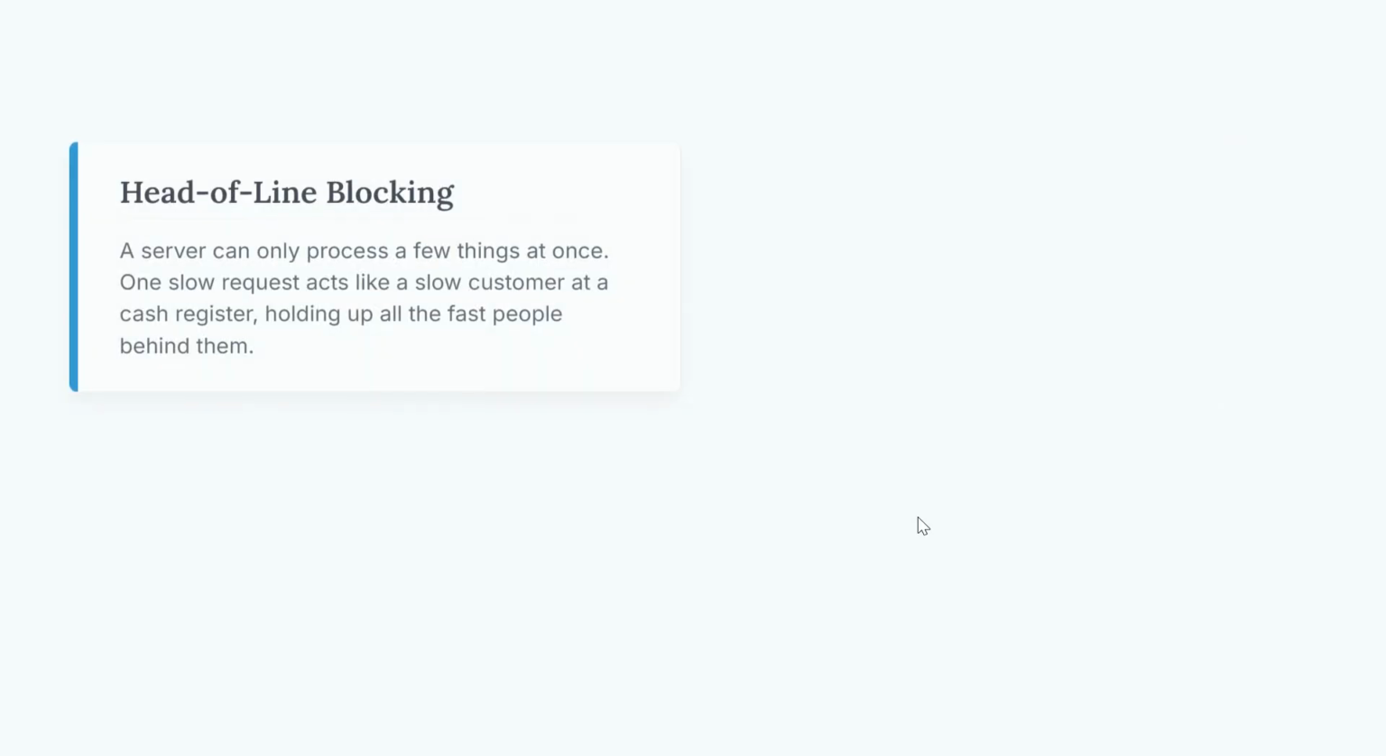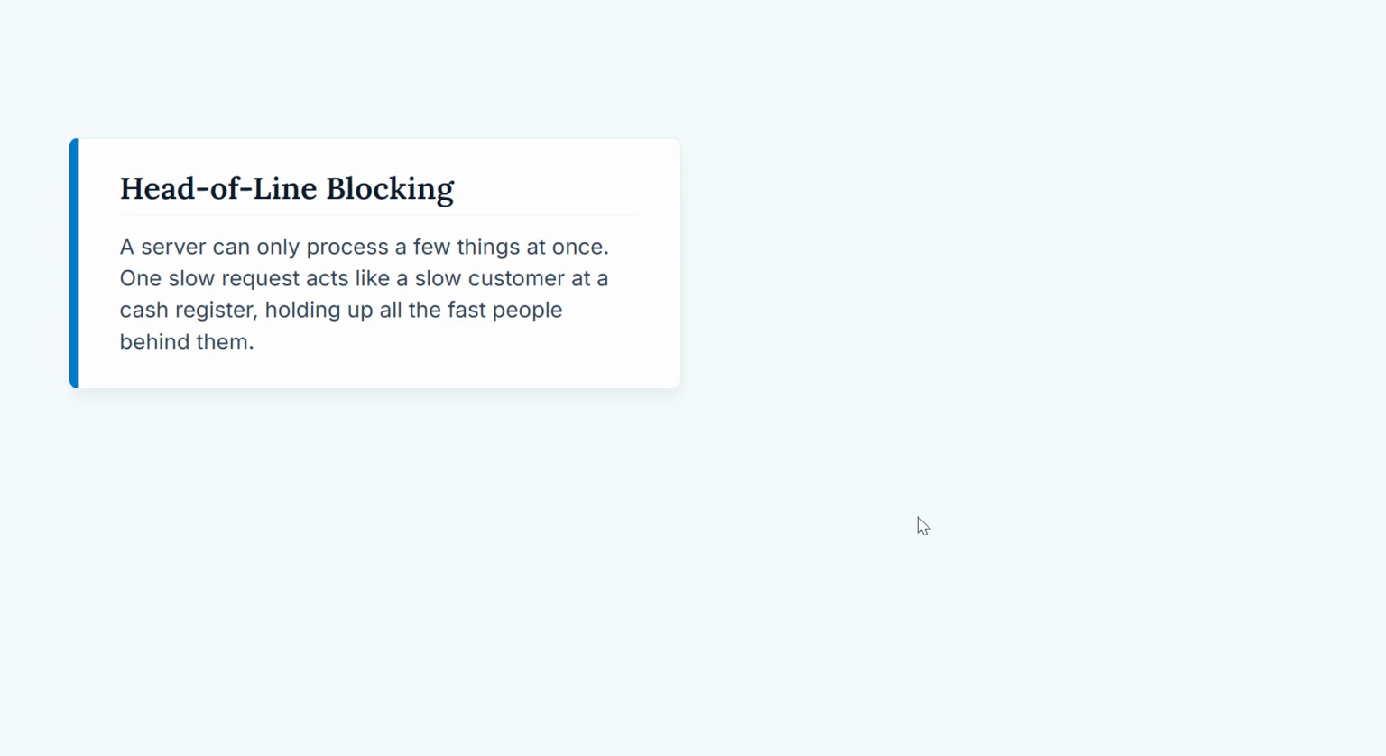Finally, let us look at what makes these high percentiles so slow. It is usually caused by a chain reaction. First is head of line blocking. A server can only do a few things at once. If one request is very heavy and slow, it acts like a slow customer at the front of a cash register line. All the fast, simple requests behind them get stuck waiting. The server looks slow to everyone, just because of one heavy request.